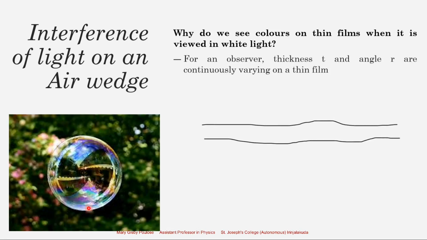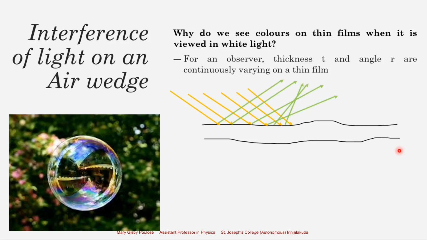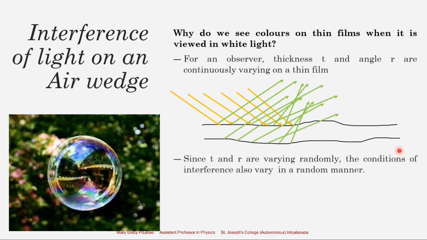So let us assume a film of this sort. See, a thin film can have varying thickness. On practical cases, the thickness will vary. So t varies, and also when light falls upon it, because of the varying thickness, it will get reflected at different angles. Also the reflected light from the bottom surface of the film will also be reflected at different angles. So here, since r is continuously varying, we get colored patterns.